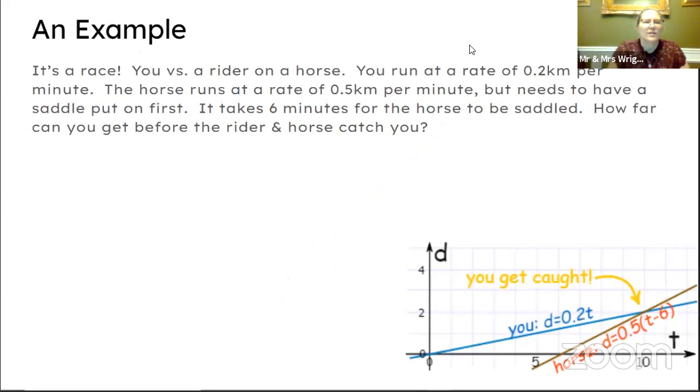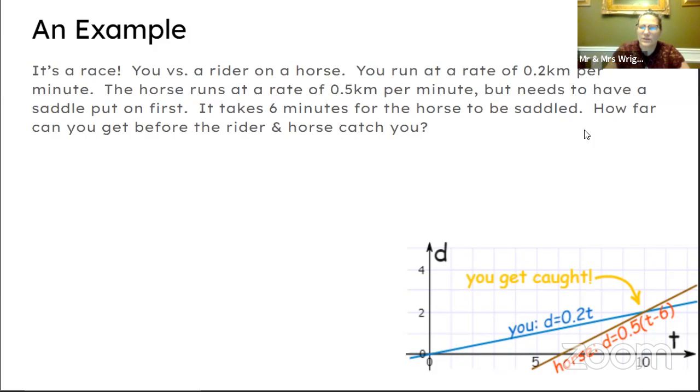All right, so here's an example of a linear system. This graph shouldn't be shown yet, but it's a race. You versus a rider on a horse. And you're going to run at a rate of 0.2 kilometers per minute. The horse runs at a rate of 0.5 kilometers per minute, but needs to have a saddle put on first. It takes 6 minutes for the horse to be saddled. How far can you get before the rider and the horse catch you?